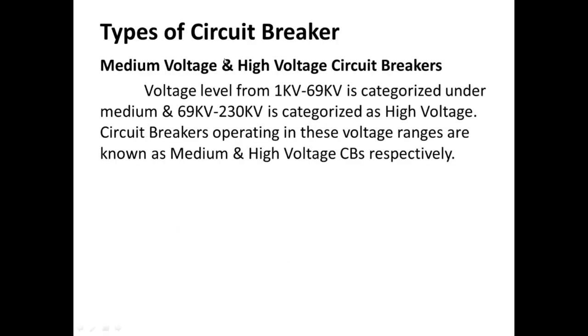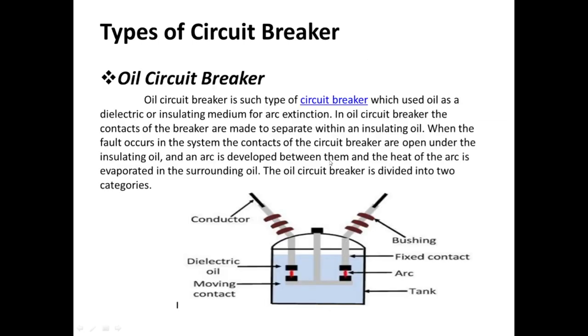So this is another type of circuit breaker: medium voltage and high voltage circuit breakers. Voltage levels from 1 kilovolt to 69 kilovolt are categorized as medium, and 69 kilovolt to 230 kilovolt are categorized as high voltage circuit breakers. Operating in these voltage ranges, they are known as medium and high voltage breakers respectively. So this is the oil circuit breaker.